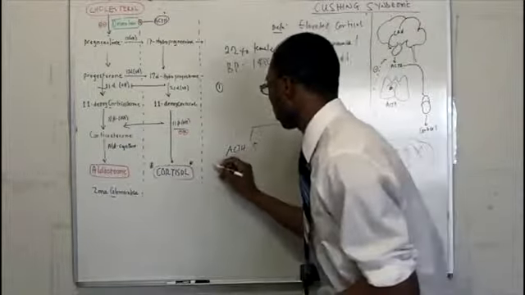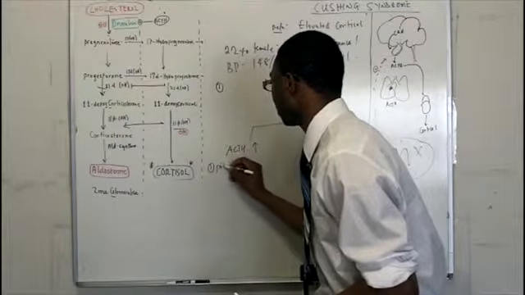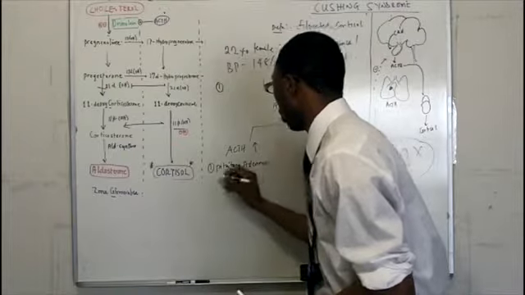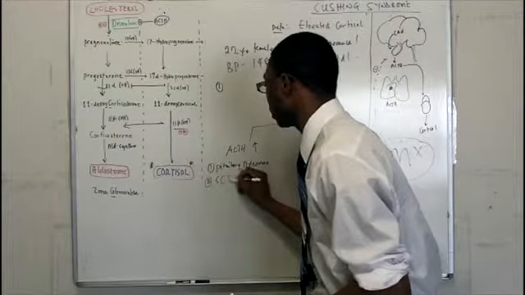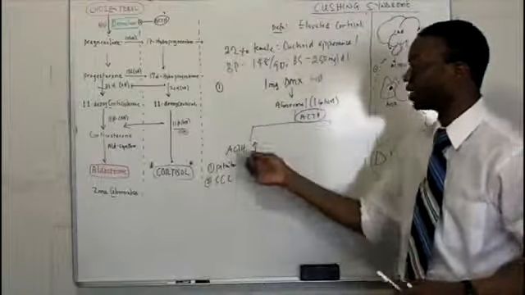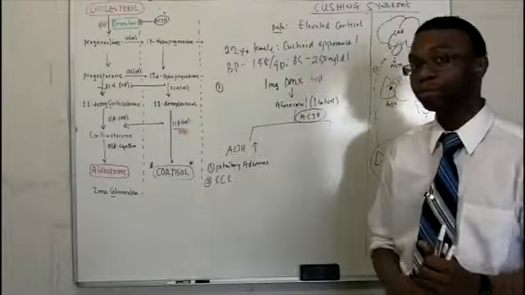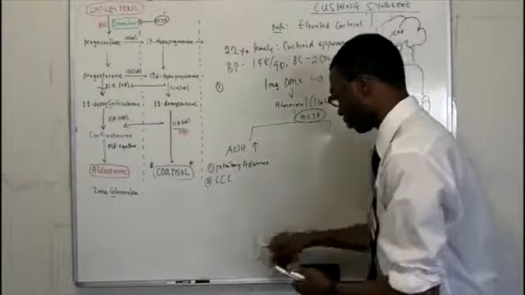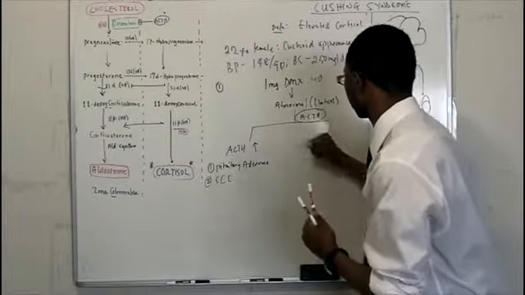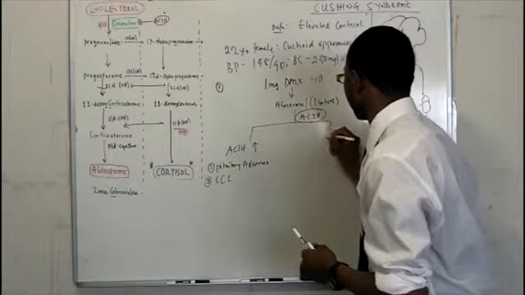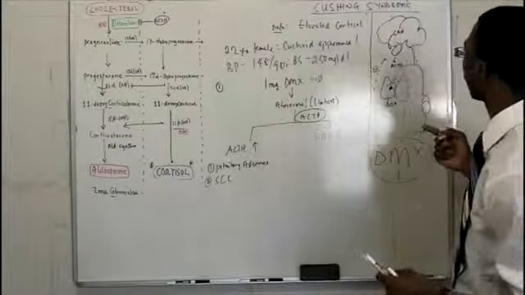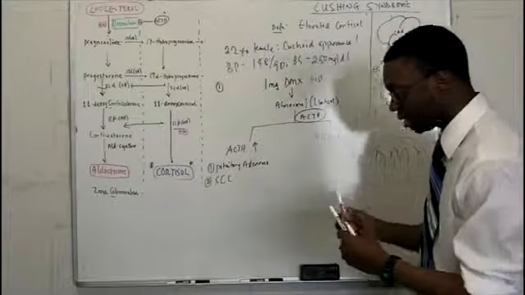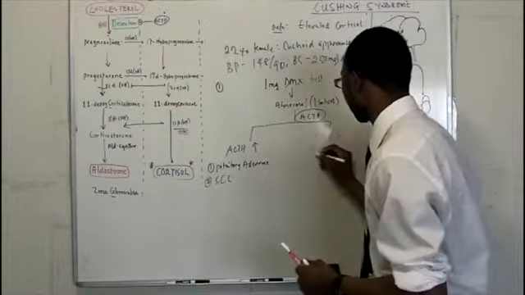So we know we have two differentials. It can be a pituitary adenoma or a small cell carcinoma if ACTH is very high. Are you with me? Good. Now if ACTH is low, if your ACTH is actually low, it can only come from what? The adrenal gland.